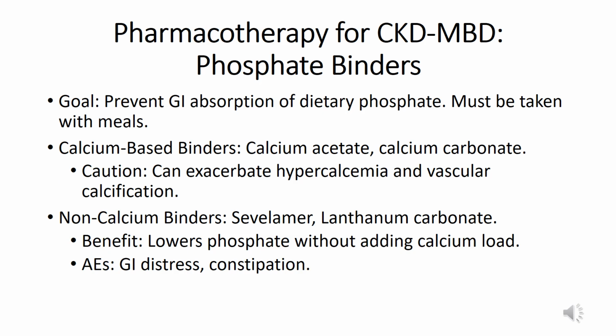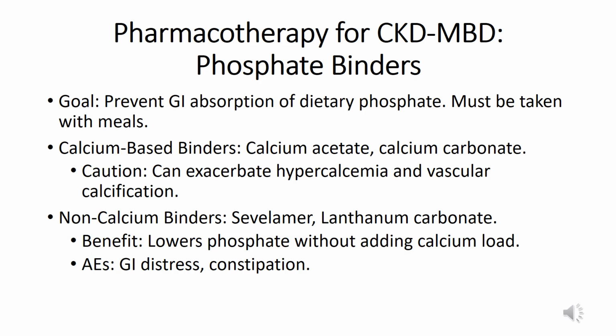Now let's look at calcium-based phosphate binders. Common examples include calcium acetate and calcium carbonate. These drugs bind phosphate effectively in the intestines. They reduce phosphate absorption and help lower serum phosphate. But they come with an important caution. They also add extra calcium into the body. In some patients, this can push calcium levels too high, and excess calcium can deposit in blood vessels. This increases the risk of vascular calcification. So we use them carefully, especially in patients already prone to high calcium.